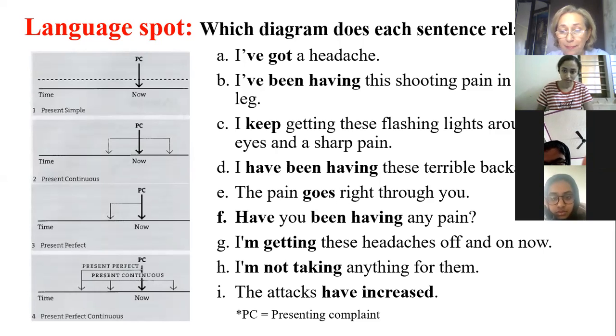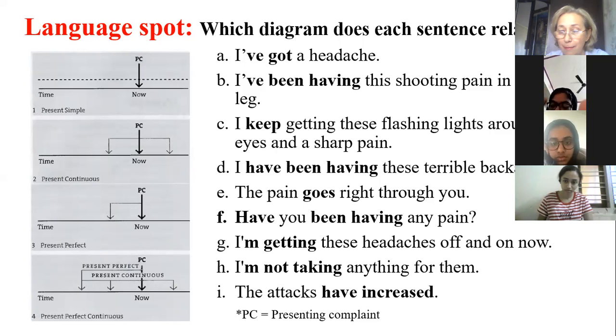Is Jabbar here? Yes. Okay, Jabbar, please read sentence number E. Sentence E. The pain goes right through you. Which tense is it? Goes. The pain goes right through you.